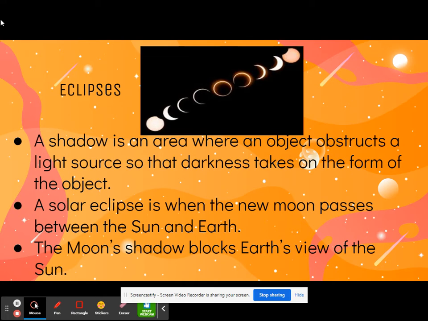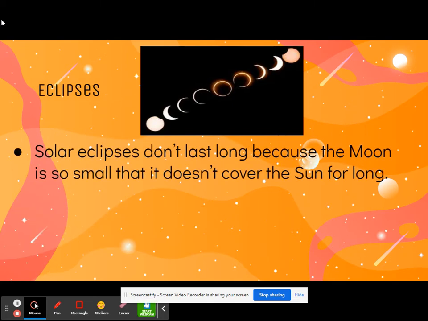If the sun is here, that's the light source. Here's the moon, and here is Earth. The moon makes a shadow on Earth, not the sun. But it does block our view of the sun. It doesn't last very long, and they don't happen very often because the moon is so little that it doesn't cover the sun for very long. And it has to be just right to even cover the sun.